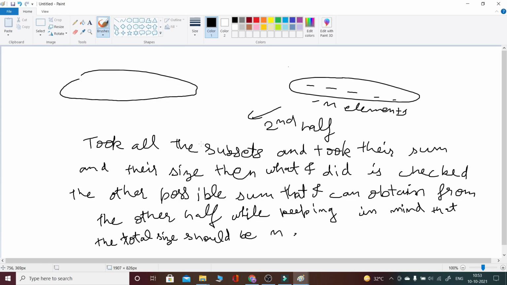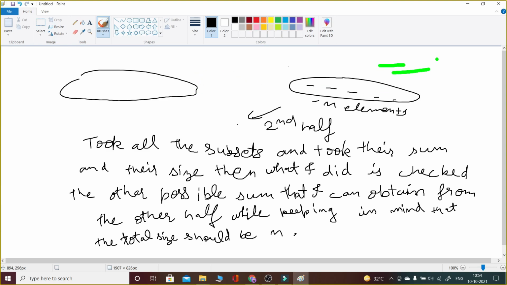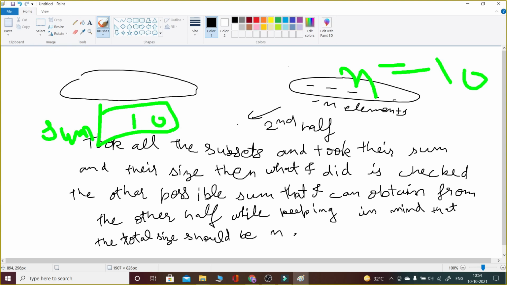Here I took all the subsets, took their sum again, and checked the size of the current subset. I will tell you by an example. Suppose n is equal to 10, and suppose I have selected a subset with 5 elements and a particular sum, say 100. So how many more elements do we require? We require 5 more elements.